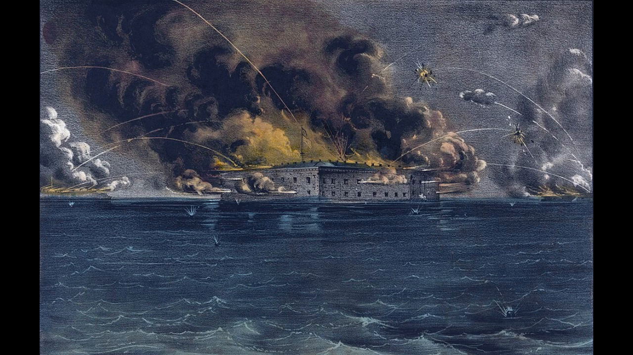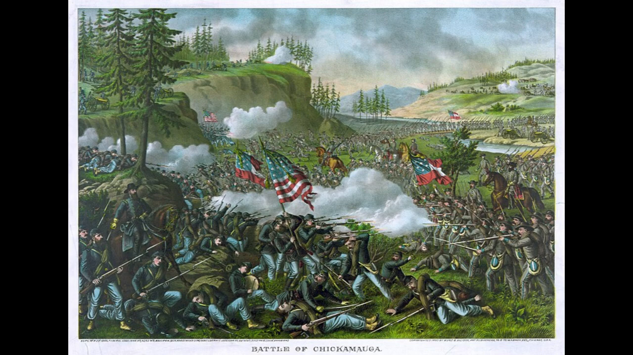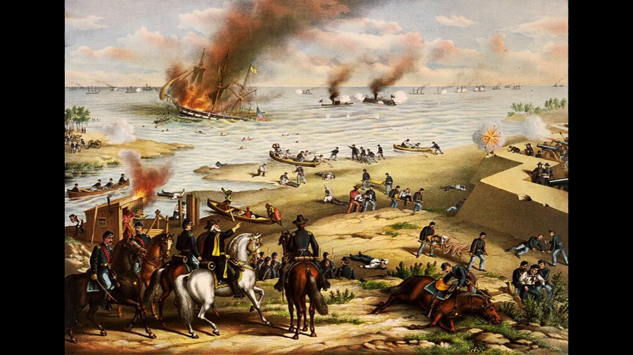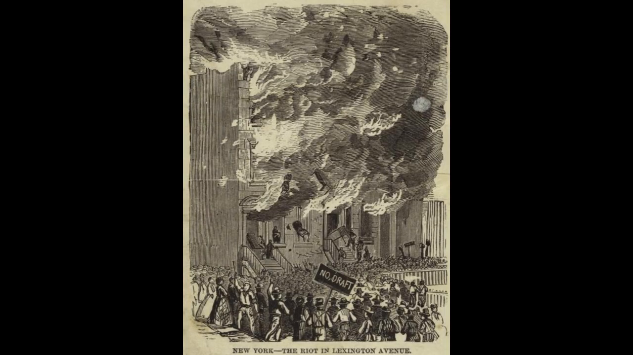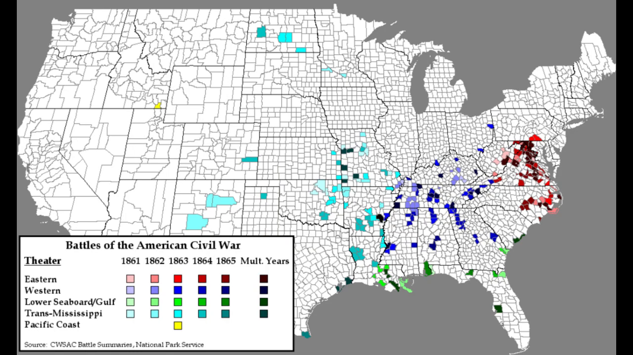Weaknesses. Limited industry and infrastructure. The South lacked factories, railroads, and resources needed to sustain a long war. Smaller population. Fewer soldiers meant that replacing battlefield losses was more difficult. Economic weakness. The South relied on agriculture and trade with foreign nations, which the Union's naval blockade severely restricted.